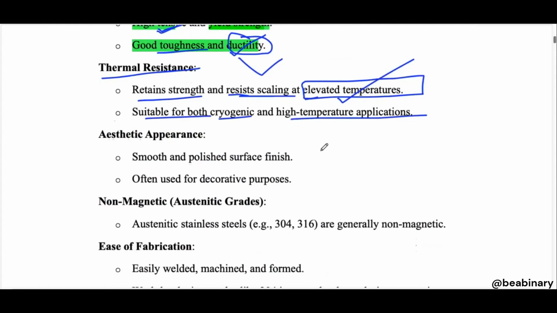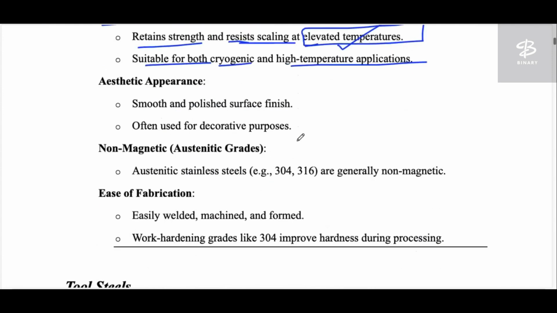So cryogenic, as you know, our space aircraft are using cryogenic engines. They have more and more high temperatures, and that temperature must be resisted by their walls and the equipment that has been made to resist that much heat. Okay, so aesthetic appearance. This is just about how they look.